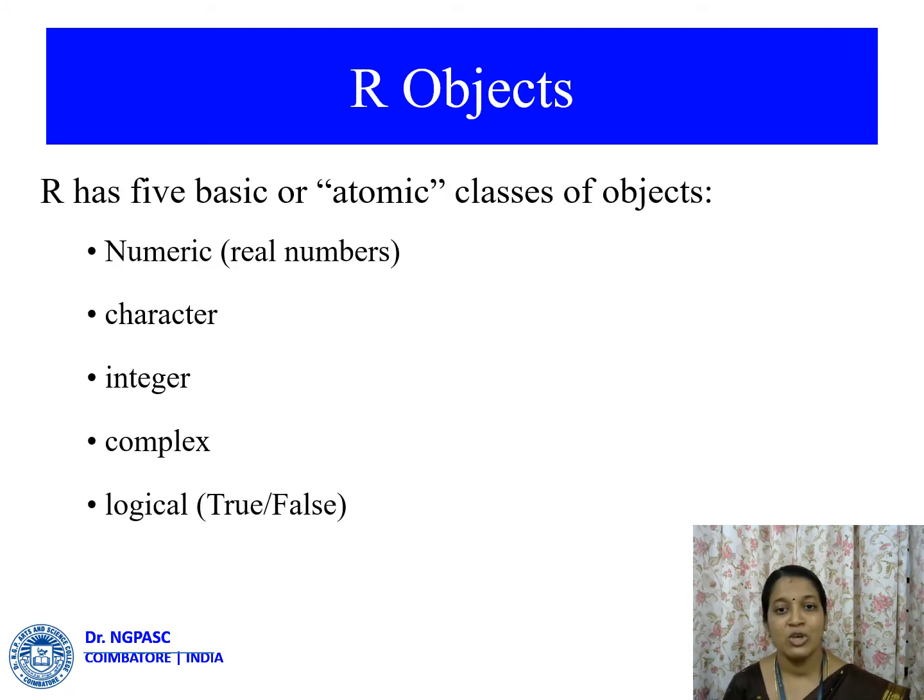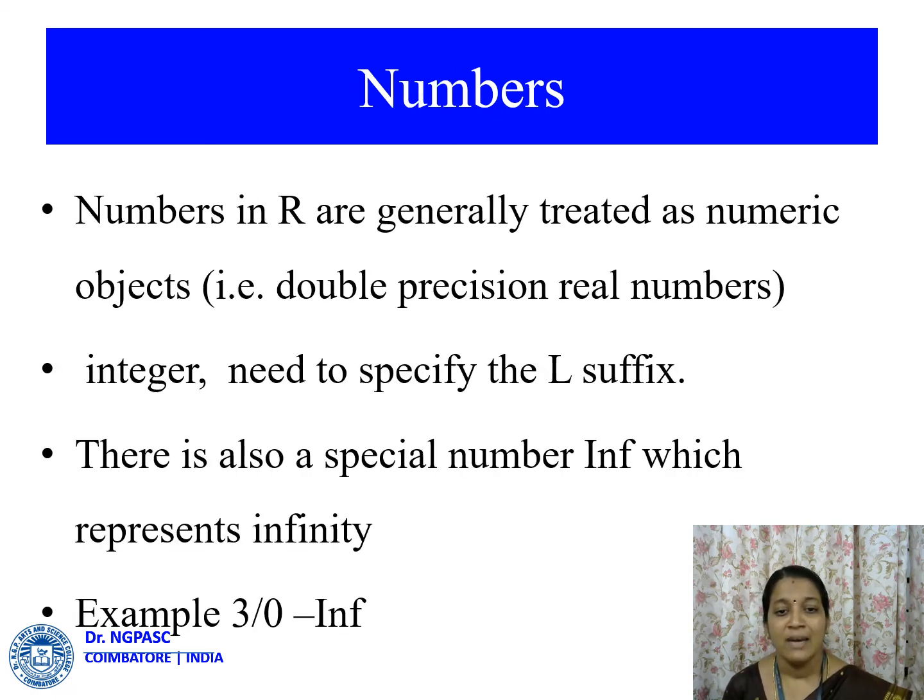Let us see about R objects. We have atomic classes of objects in R programming: numeric, character, integer, complex and logical, that is, true or false. Let us see them one by one. Numbers in R are treated as numeric objects, that is, double precision real numbers. While using an integer number in R, we have to give a capital L as a suffix. If you are getting any infinite values, you have to give the special number Inf.